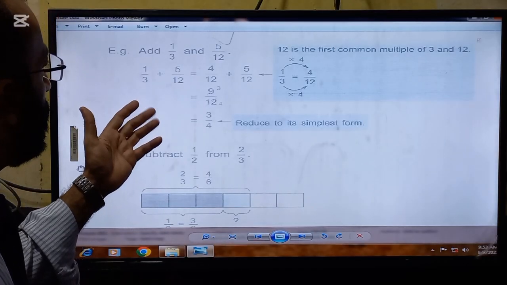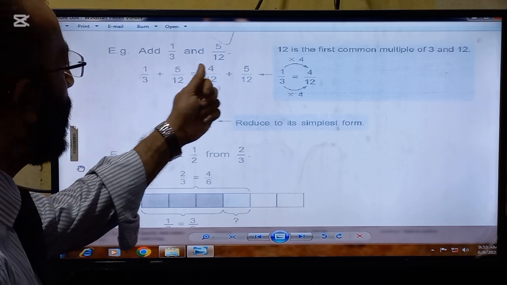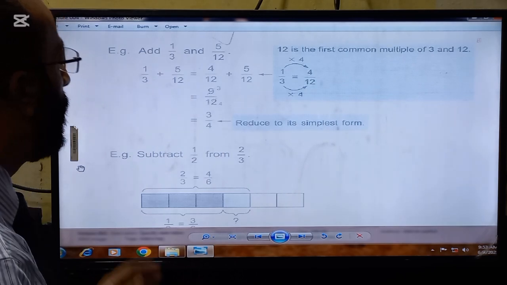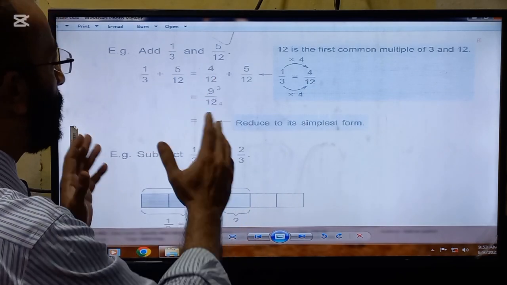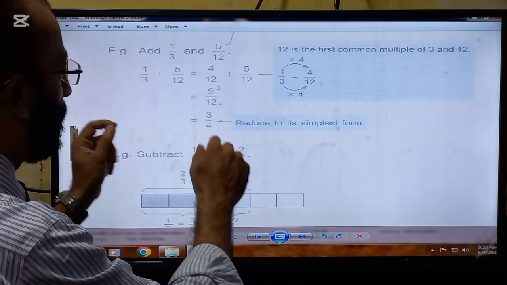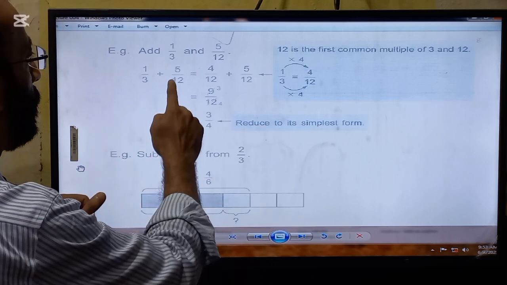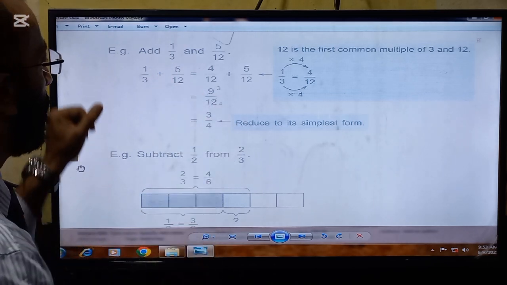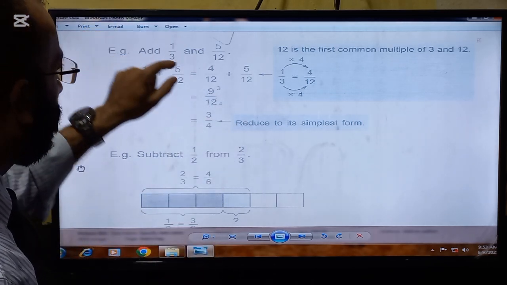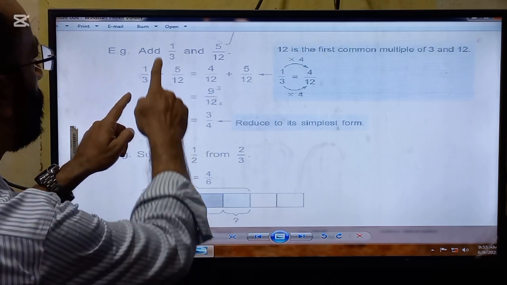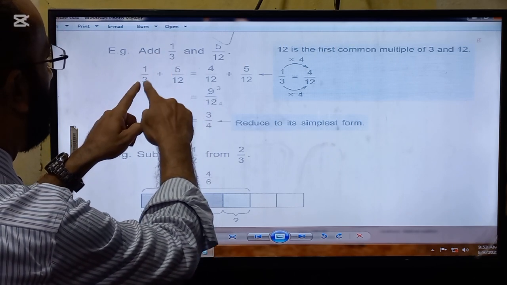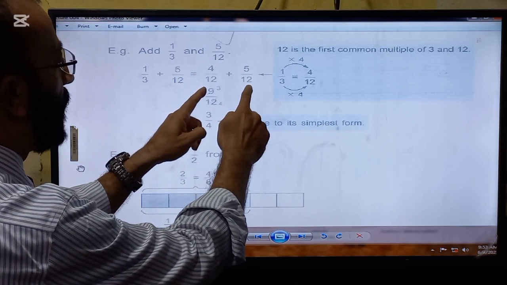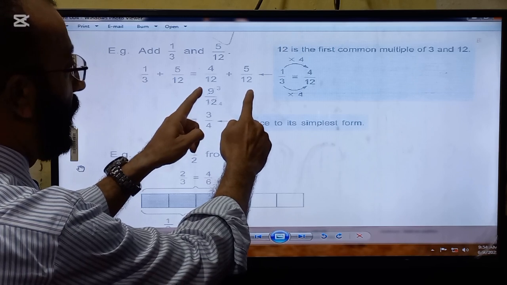Here is another question. The requirement is to add 1 by 3 and 5 by 12. Again, these are two unlike fractions because the denominators are different. First we will convert these unlike fractions into like fractions by converting them into the same denominator. So this fraction will be multiplied with the same number. With 4. So 4 ones are 4 and 4 threes are 12. So now this fraction will remain as it is. If you can see, these are now two like fractions.